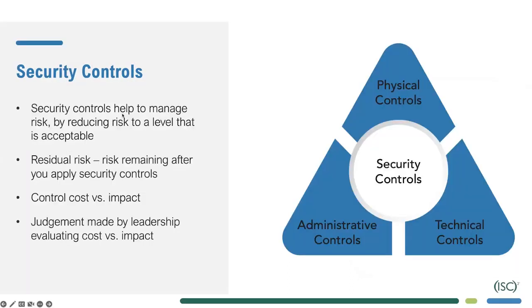Security controls then help to manage the risk by reducing the risk to a level that is acceptable. They lower the risk. Very rarely do they lower it to 0. Usually there is some risk remaining. We call that residual risk. Residual risk is the risk that remains after we have applied these security controls. And what we're looking to do is to decide whether the benefit from a control is worthwhile given its cost. So the cost versus the benefit.